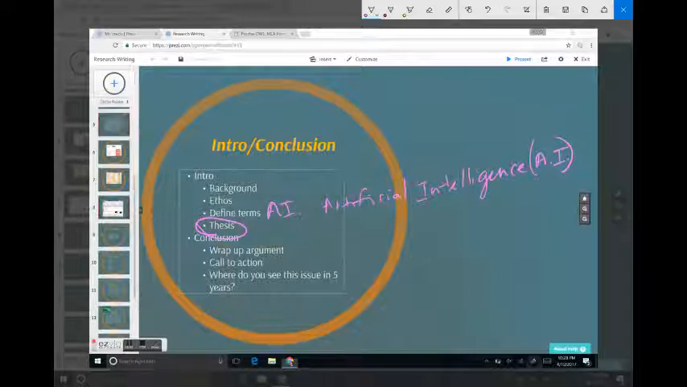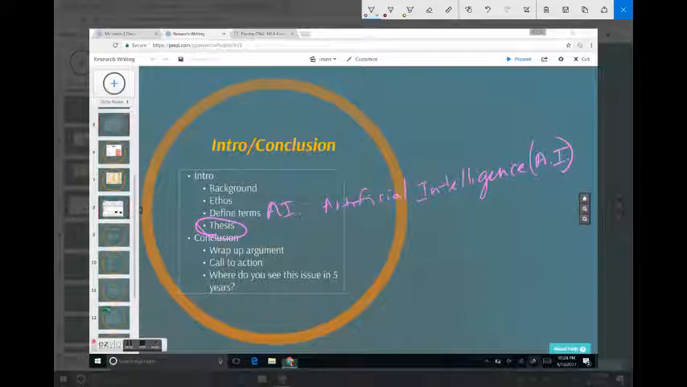Wrap up your argument. Give us some kind of call to action. That is, what do you want us to do now that we've read this? Maybe that is vote or call your congressman or something like that. Also, where do you see this issue in 5 years, 10 years, 20 years? What does the future look like?